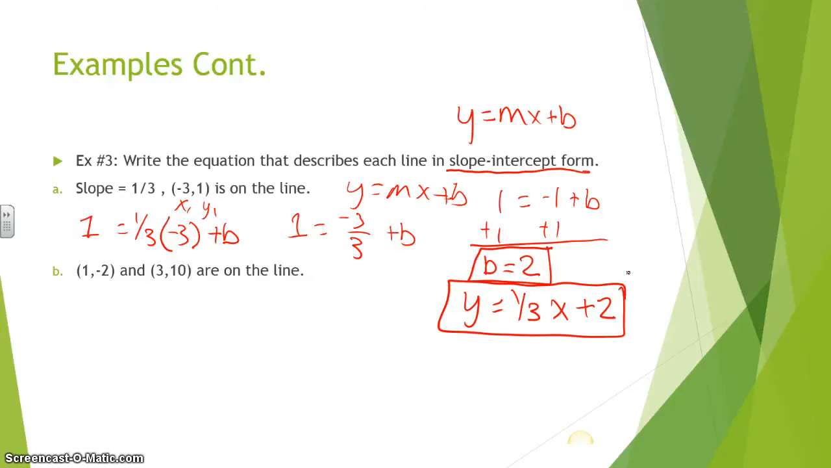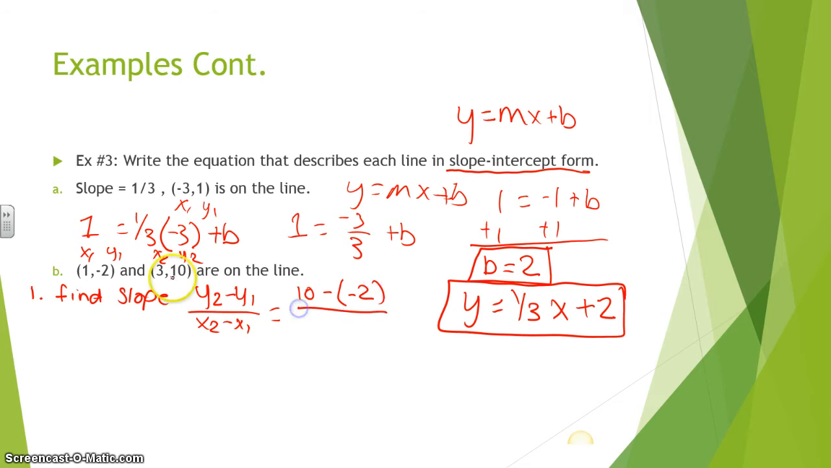The next one, B: we have 2 points that are on the line, (1, -2) and (3, 10), and we want to write an equation that describes the line in the slope-intercept form of y equals mx plus b. First thing we need to do is find the slope, which is y2 minus y1 over x2 minus x1. I can label my ordered pairs here: x1, y1, x2, y2. So I have y2 minus y1, that would be 10 minus -2, over 3 minus 1. 10 minus -2, that's adding, so we're going to get 12 over 2, which simplifies to 6.